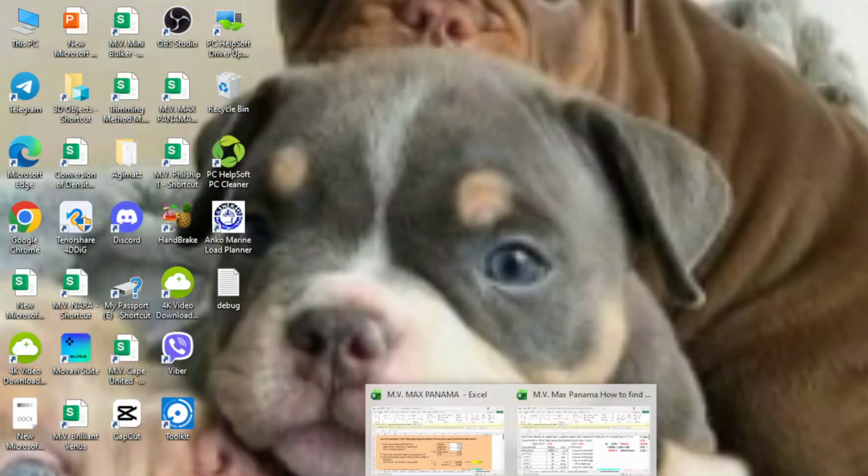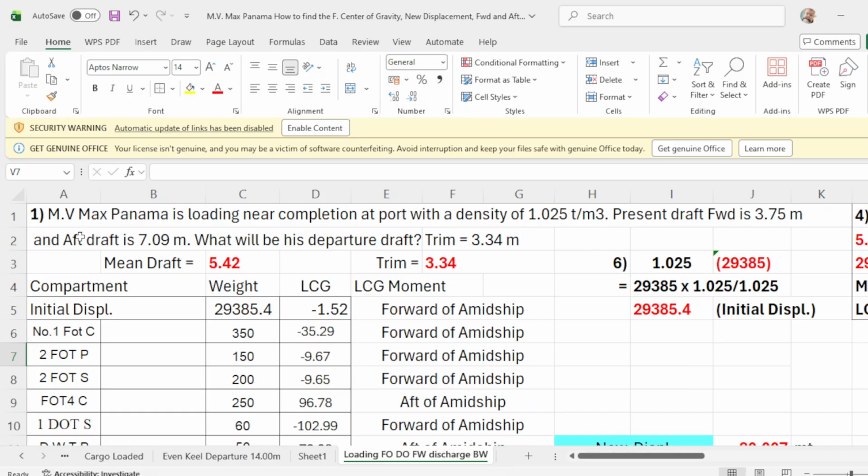So we just put it this way. MV Panamax is loading, near completion, in a density of 1.025. So she's in salt water and her present draft forward is 3.75, aft draft is 7.09. What will be her departure draft? Departure trim is 3.34. Mean draft is 5.42.